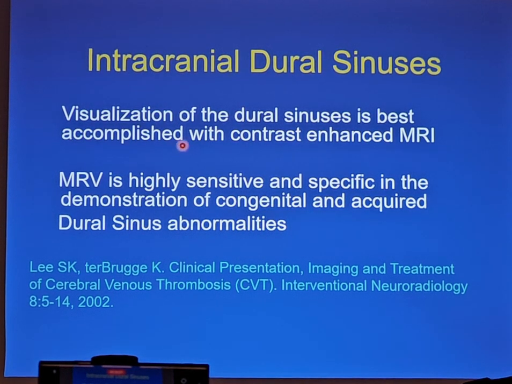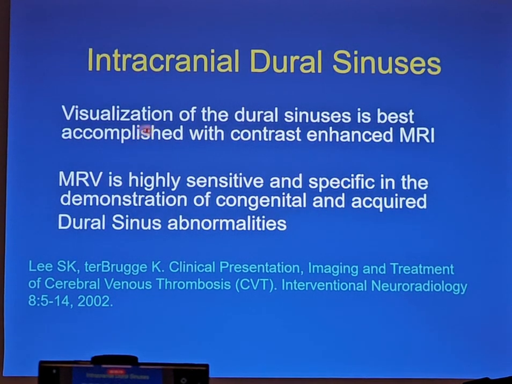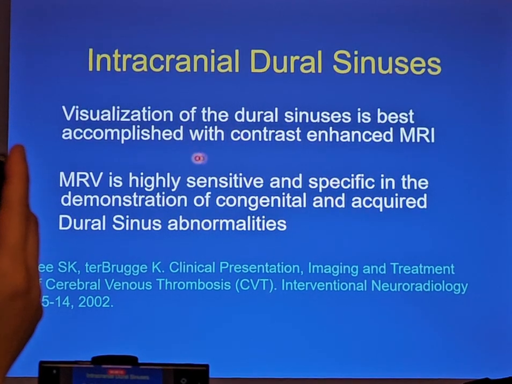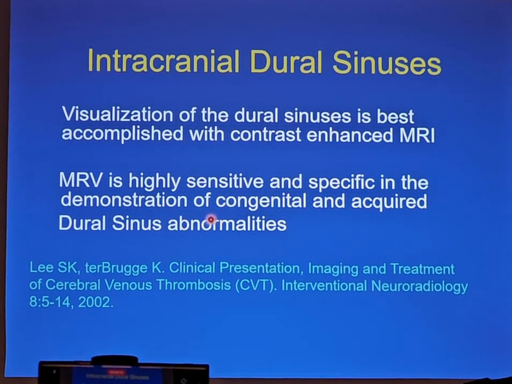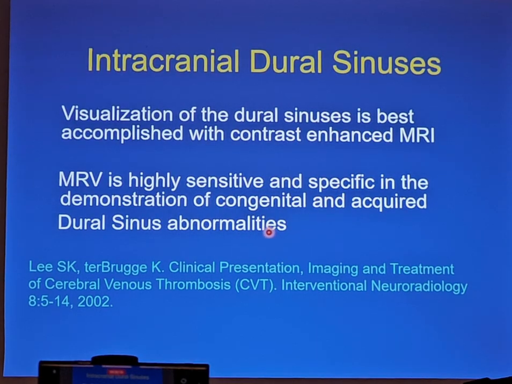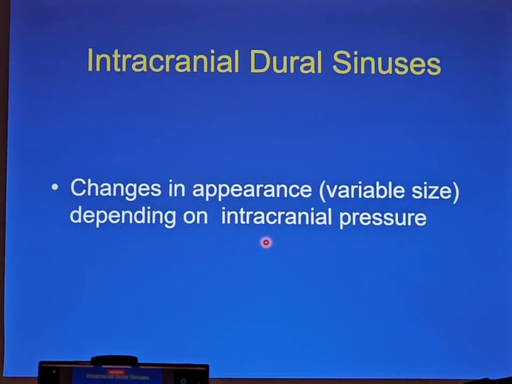So we looked at the role under those circumstances, and the visualization of dural sinus is best accomplished with contrast-enhanced MR. It's highly sensitive and specific in the demonstration of congenital versus acquired dural sinus abnormalities. And as you know, the two conditions that in the last few years have got a lot of attention are intracranial hypertension and hypotension. So changes in appearance and variability in size can depend on the intracranial pressure.